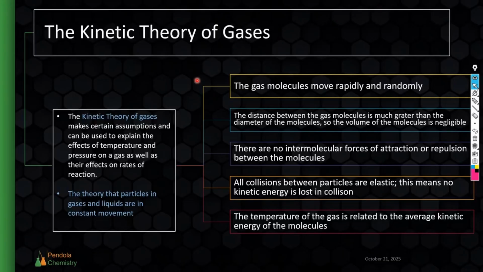The second part of the theory says that the distance between the gas molecules is much greater than the diameter of the molecule itself. So the volume of the molecule is negligible. Let's look at what this means, because this is a very important assumption of the kinetic theory of gases. Normally we picture molecules as being these big circular atoms or big circular particles that are constantly moving around in different directions.